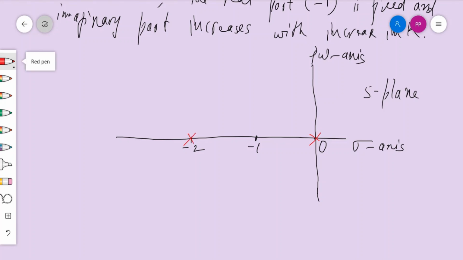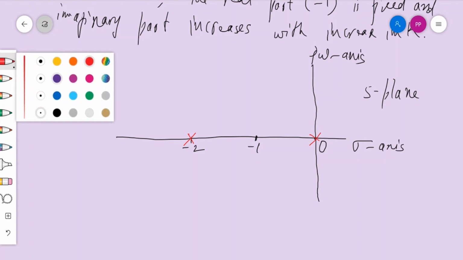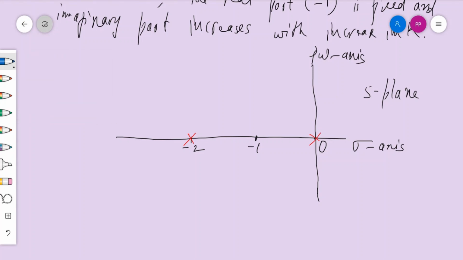Then we shall go for the plot of the root of the characteristic equation. So how are the roots moving? Initially when k equal to 0, we are having the poles at 0 and -2. When the value of k increases, gradually both the trajectories will meet at k equals to 1 on the negative real axis at -1.